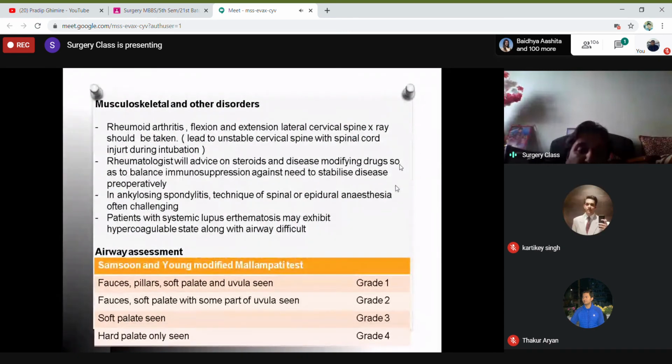Or the patient with ankylosing spondylitis, where there is ankylosis of the vertebral bodies and very little space between the two vertebral bodies. When we are planning for a spinal or an epidural anesthesia, in those cases you may not get the space to give a spinal. So you have to anticipate the problem, and then plan accordingly.